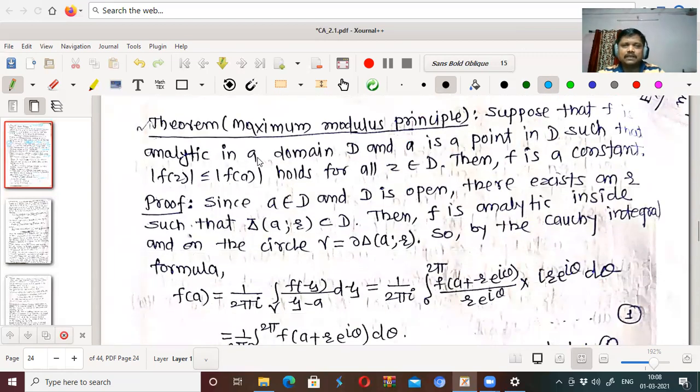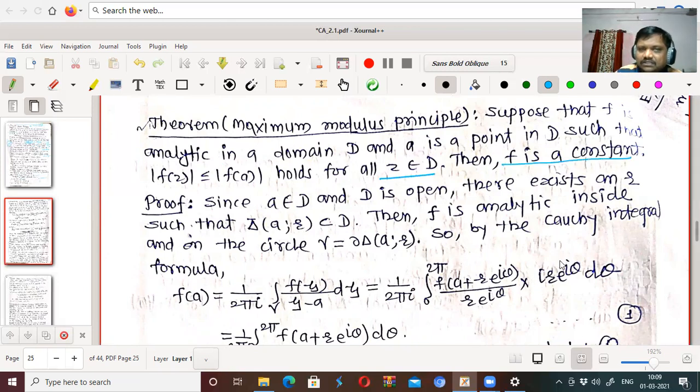Now we will go for the maximum modulus principle. Suppose that f is analytic in a domain D and a is a point in D such that mod f of z is less than or equal to mod f of a holds for all z in D, not only in some disk. For all z in D it satisfies. Then f is constant. This is called the maximum modulus principle.